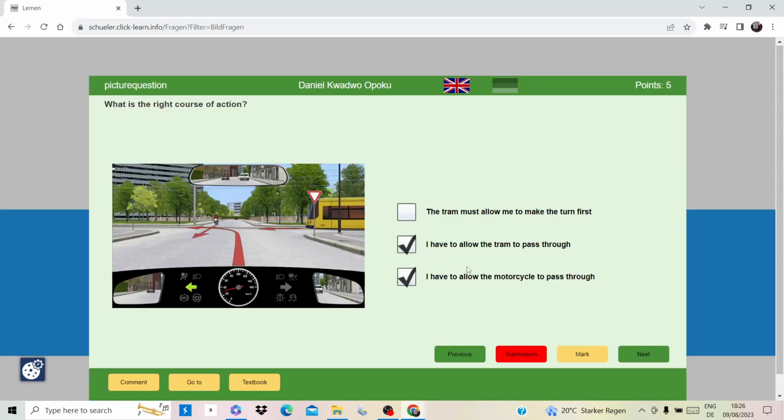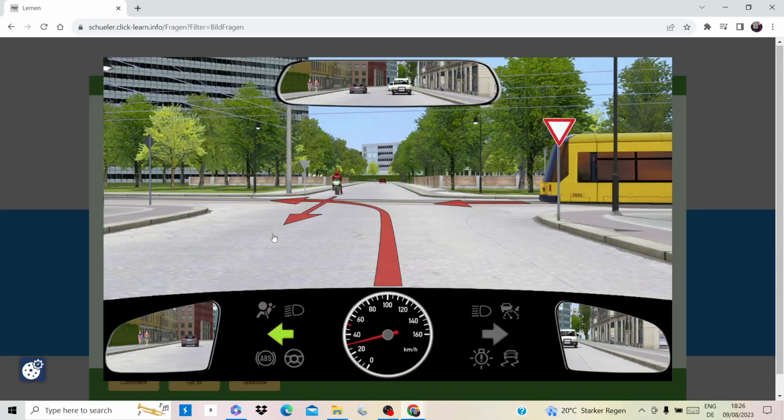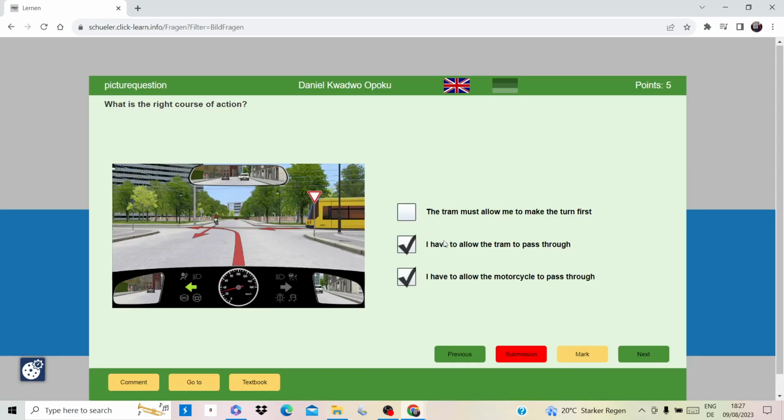I have to allow the motorcycle to pass through. Why? Because I am turning left, and he is coming straight. He is opposite me, and he is coming straight. Meanwhile, I am turning left. Because I'm turning left, I have to allow him to come before I turn. So these are the two right answers.